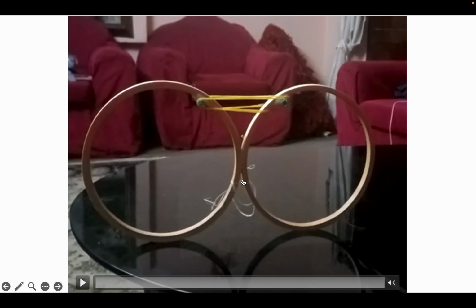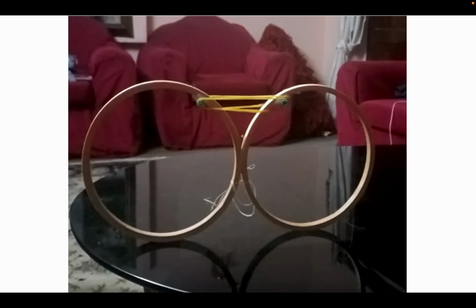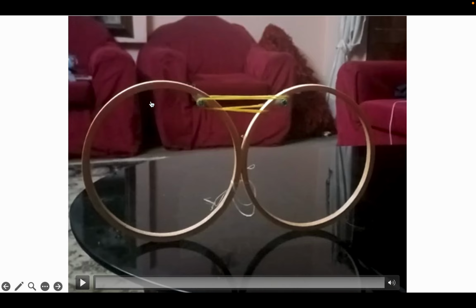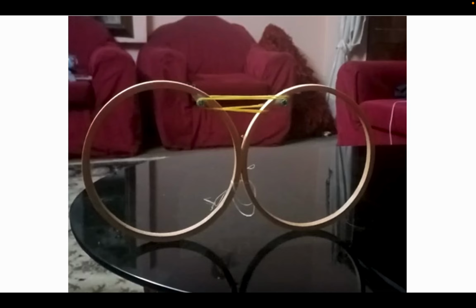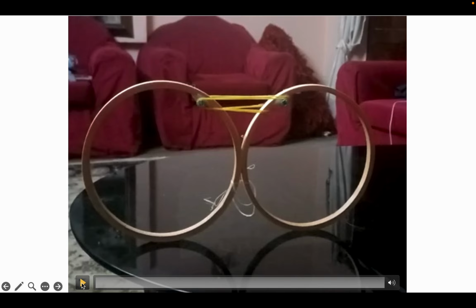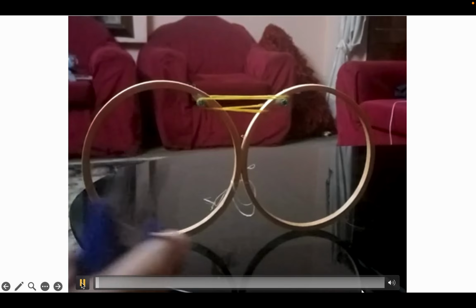Okay, here there are two rings with two equal and opposite forces applied with the help of a rubber band, and it's balanced by the thread over here. Okay, let's cut the thread. The rings are placed to go vertically upward, not horizontally like before. Let's cut the thread and see what both of the rings do.